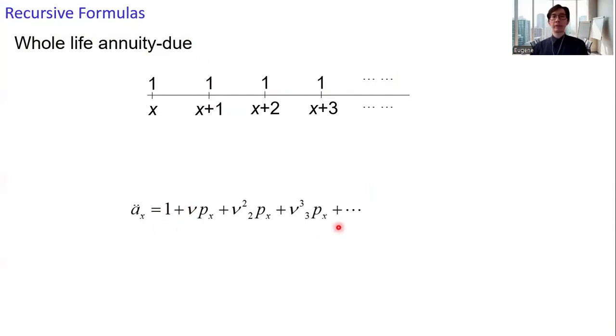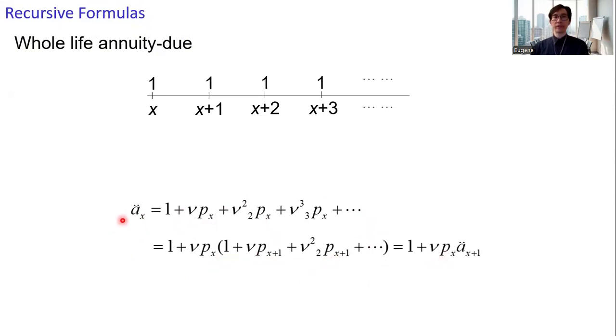And here we keep the first term, isolate the first term, and then for the remaining terms, factor out the expression v times p_x. The expression within the parentheses corresponds to the actuarial present value of the whole life annuity due at age x plus 1. And then we get this recursive formula.